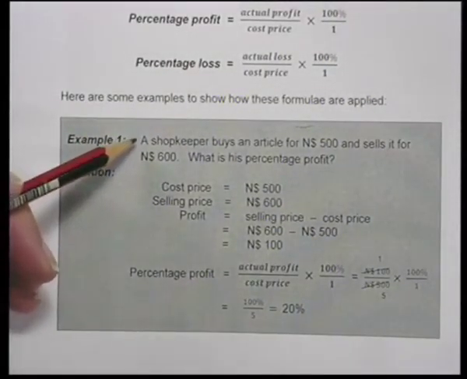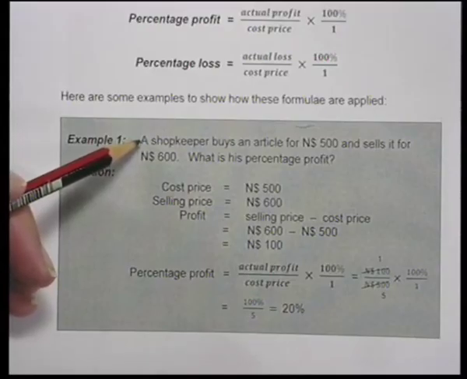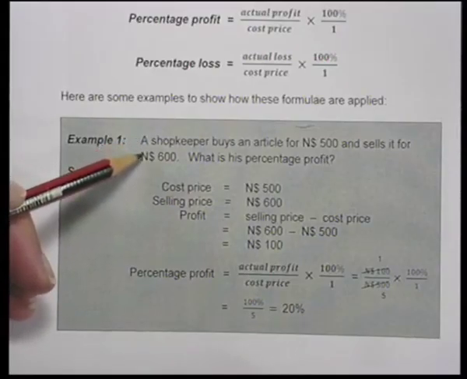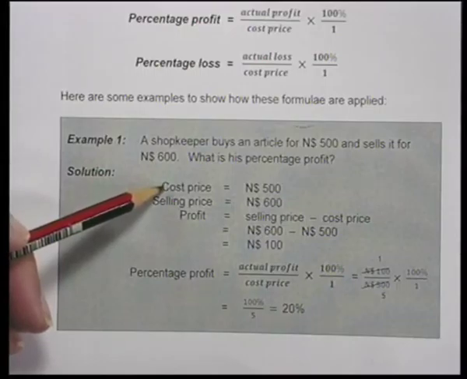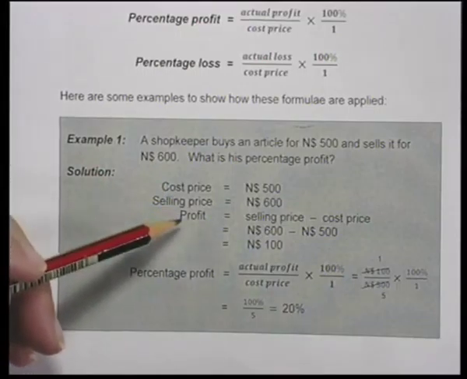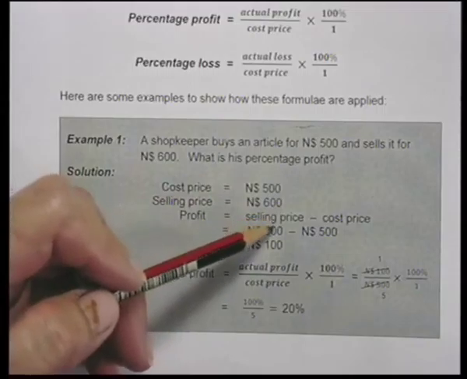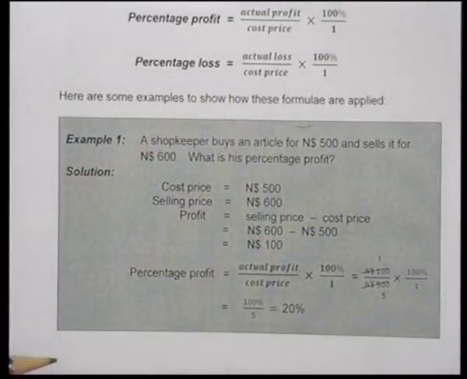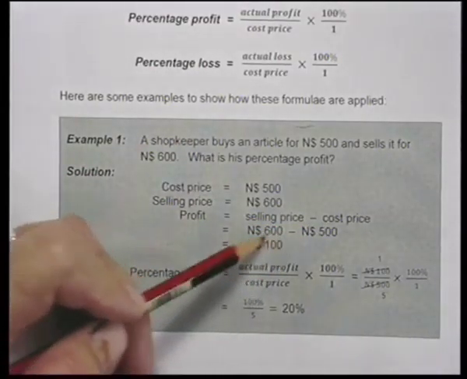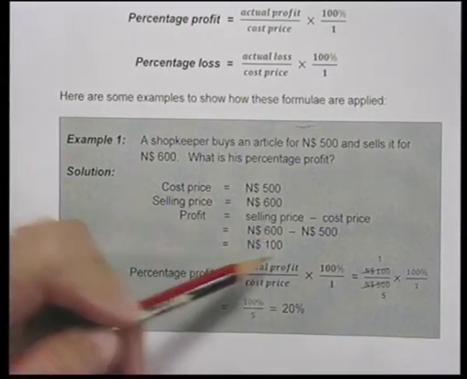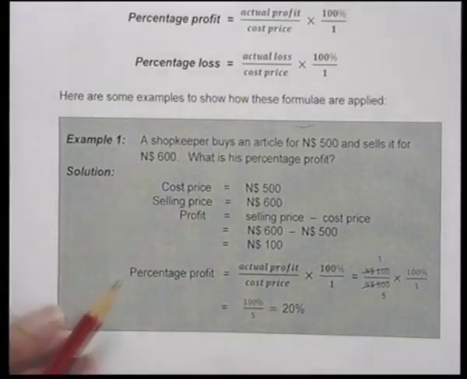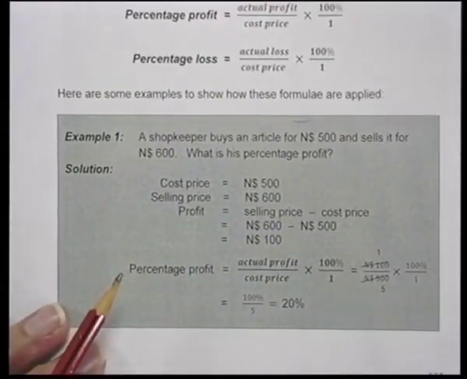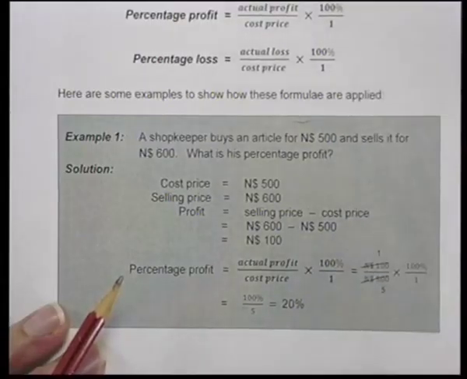A shopkeeper buys an article for 500 Namibian dollars and sells it for 600 Namibian dollars. What is his profit? So the cost price was 500. The selling price is 600. The profit is the 600 minus the 500. So his profit is 100. So 100 over 500 times 100%, that is 20% profit that he made.